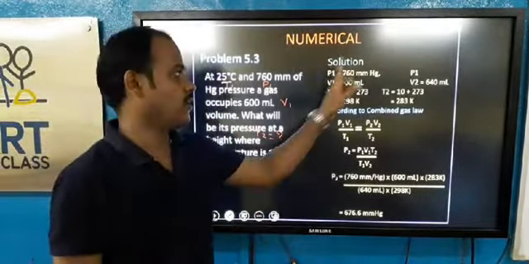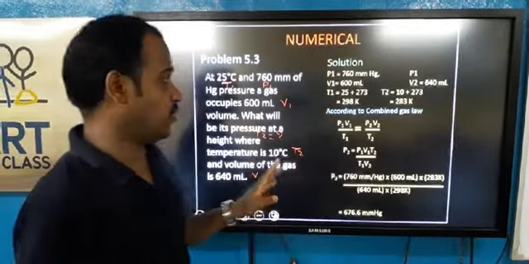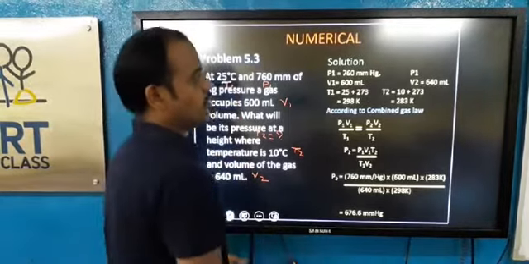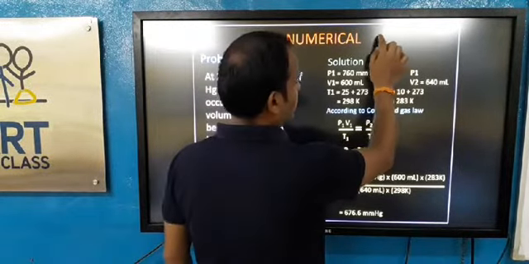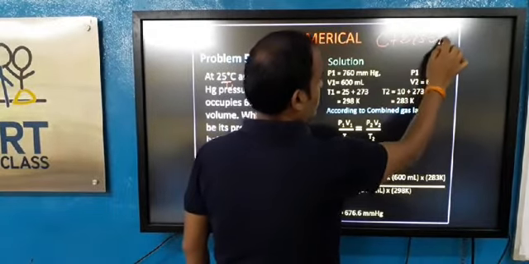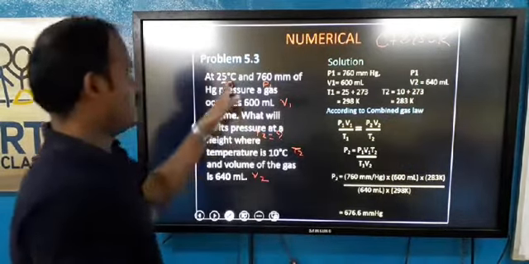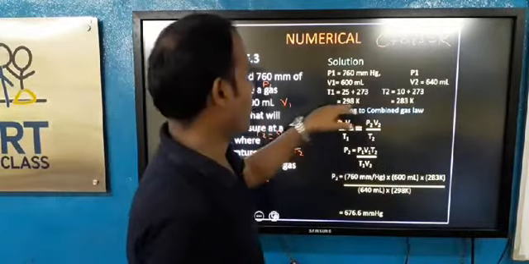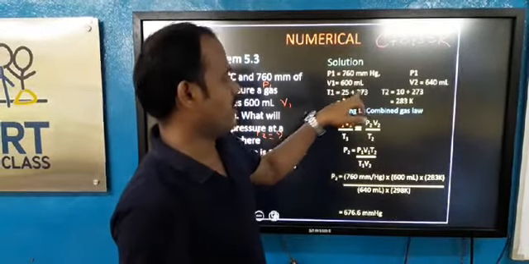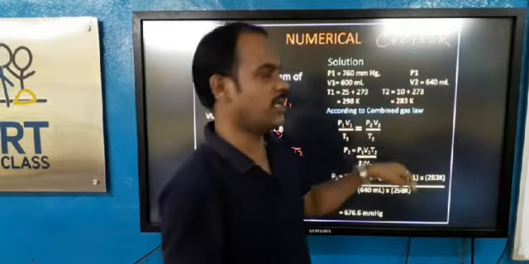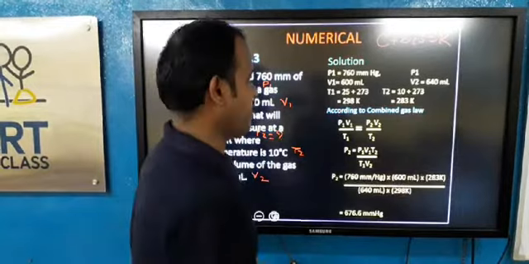Then again I have told you, always use temperature in Kelvin for scientific calculation. Never use centigrade for calculation. So first we have to convert this centigrade into Kelvin. What's the relation? Very simple relation: C plus 273 is equal to K. Centigrade is given, convert it into Kelvin. So T1 is 25 plus 273, it is 298 K. T2 is 10 plus 273, it is equal to 283 K.